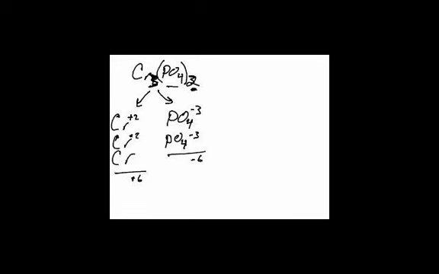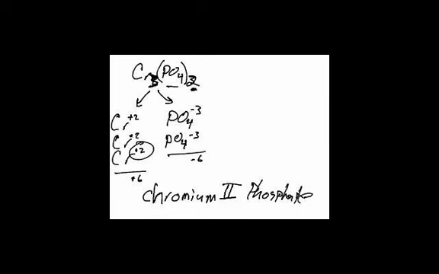Now, chromium, being a transition metal, is going to get a Roman numeral. What you need to put there is the charge, so you need to say Roman numeral 2, because the charge is 2. It's not the number of atoms. Correct. Chromium(II) because of the charge. Chromium(II), and then PO4 is phosphate. Very good. Okay, I think we have beat that one enough.